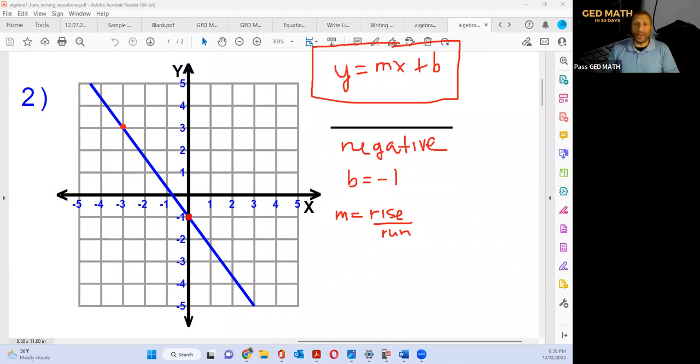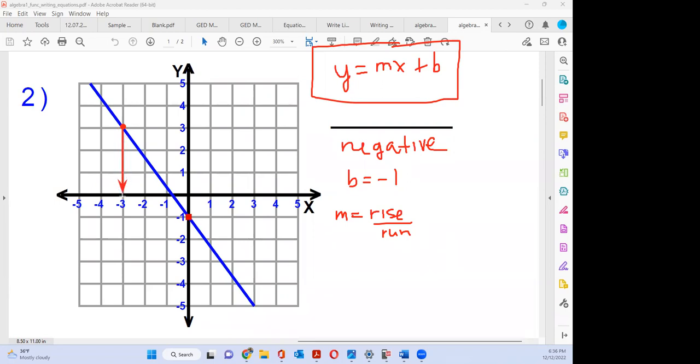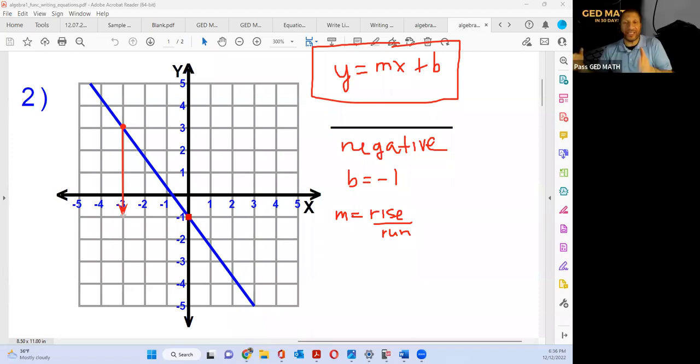I'm going to start at the leftmost point. What direction should I go? Down. Count with me: 1, 2, 3, 4. How did I know to stop right there? Why did I not keep going? Because I'm trying to get to my second point. So we went down 4. Because we went down, is my rise 4 or negative 4?